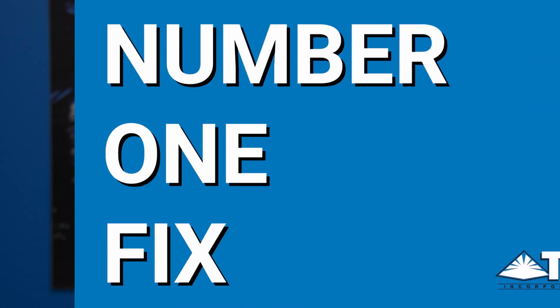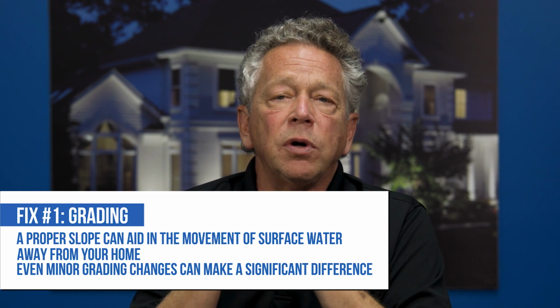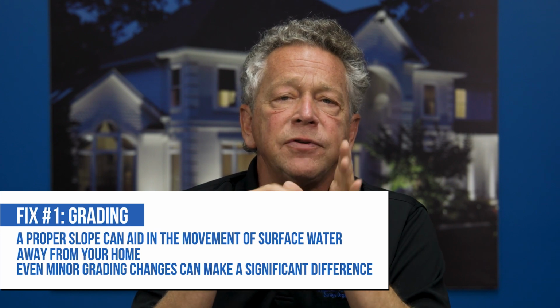Number one, grading. Grading is one method that can help with yard drainage. Creating the proper slope can aid in the movement of surface water away from your home. People are frequently surprised to discover that even minor grading changes can make a significant difference.